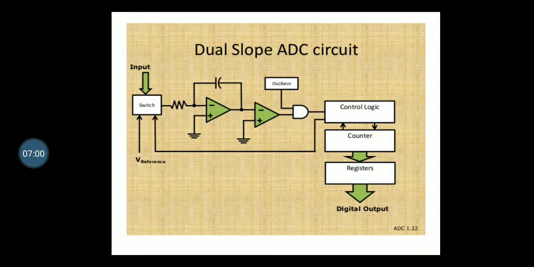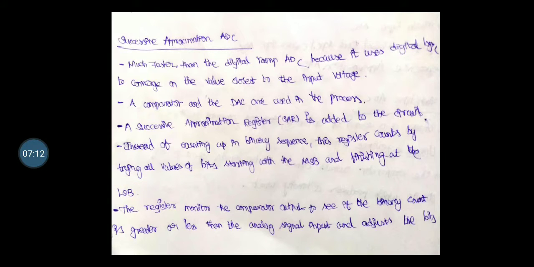So this is the dual slope ADC circuit. Here we have a switch and two comparators. The counter and the register mainly work as the function of the dual slope ADC. Next one is the successive approximation type.